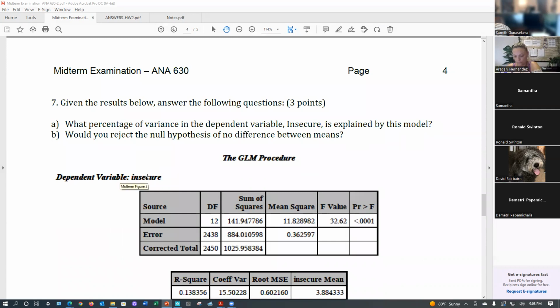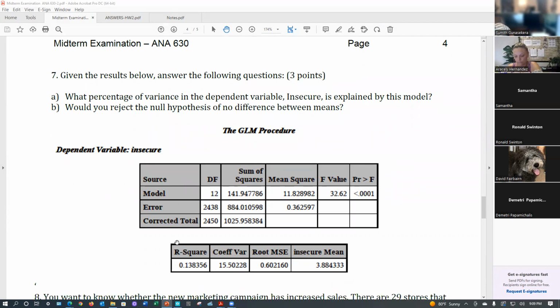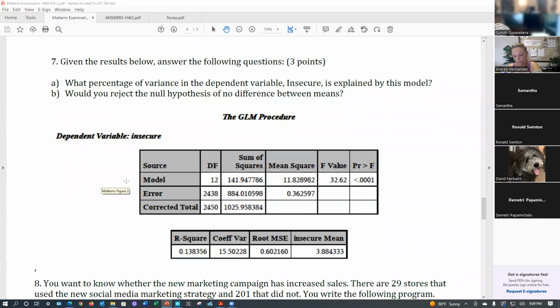Given the results below, answer the following question. What percentage of variation or variance in the dependent variable insecure has been explained by this model? How much variance has been explained by this model? What kind of model is this? R squared, coefficient of variation, root mean squared error, insecure mean. Insecure means that's the Y. It's the model, the error, the total, degrees of freedom, sum of squares, mean square, F value, probability, GLM procedure. This looks like a regression or analysis of variance?